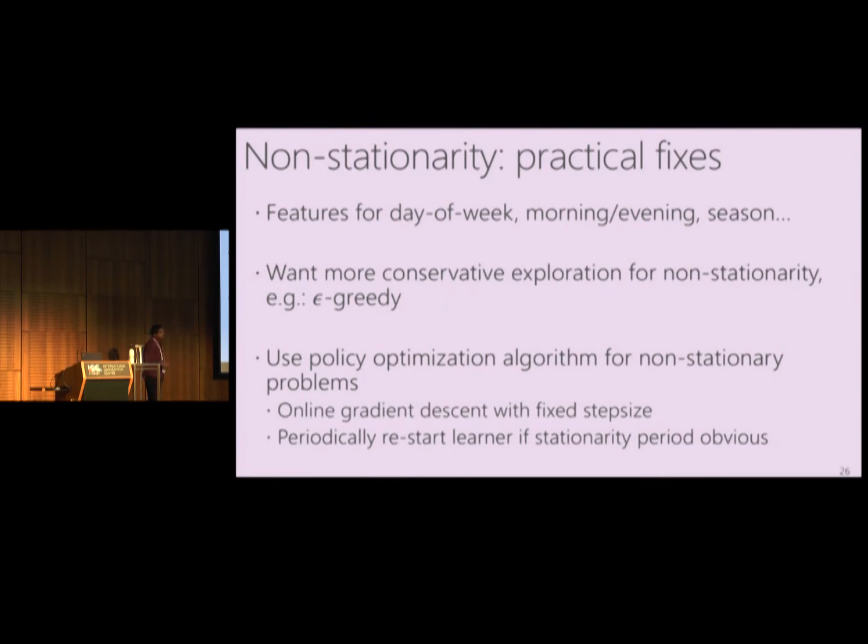Of course, you might not have a gradient descent style algorithm that you're using for policy optimization. So a very simplistic hack you can do there is if you have some reasonable estimate of what the stationarity period of your application looks like. So maybe things are roughly stable for a week and then they change. Then you can just periodically restart your learning process, which is a very hard version of what gradient descent is trying to do. It's trying to softly forget the past, whereas this is like hard forgetting of the past.